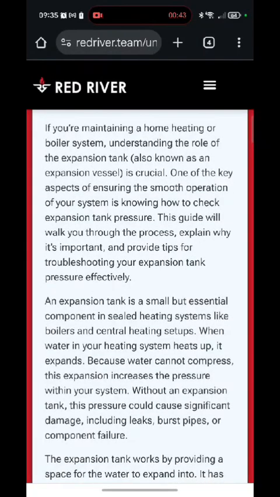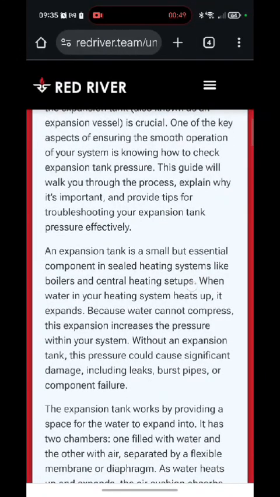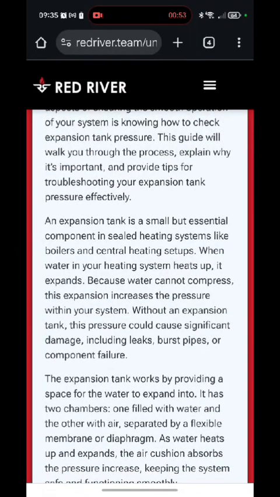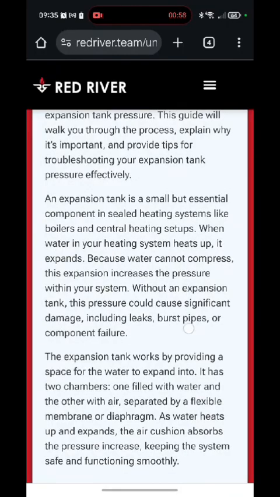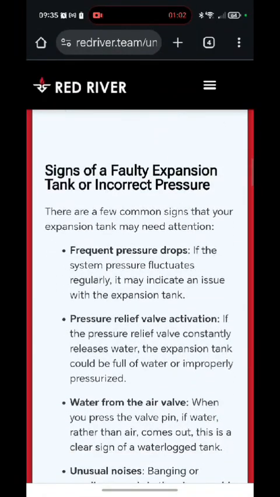One of the key aspects of ensuring the smooth operation of your system is knowing how to check the expansion tank pressure. This guide will walk you through the process, explain why it's important, and provide tips for troubleshooting your expansion tank pressure effectively. So obviously you can go look at this in your own time, but I'm going to skip down to where it's important.